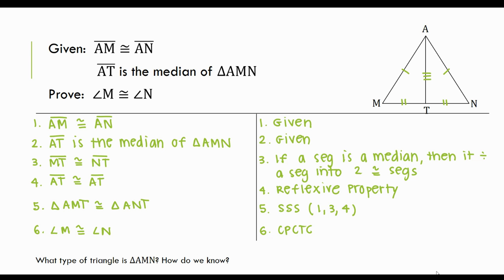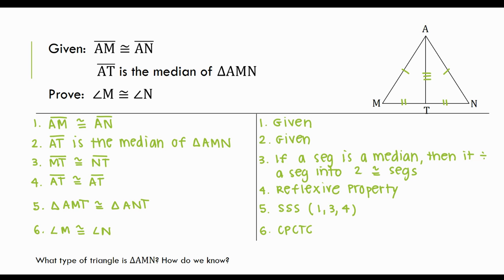Those 2 triangles shared a side, so AT was congruent to itself by the reflexive property. That got me 3 sets of sides congruent in those 2 triangles. So I have 2 congruent triangles by side, side, side, and then CPCTC, corresponding parts of congruent triangles are congruent. That allowed us then to get that angle M and N were congruent.